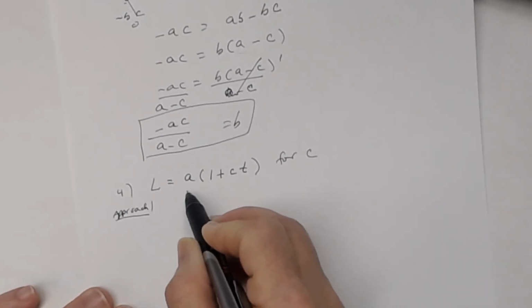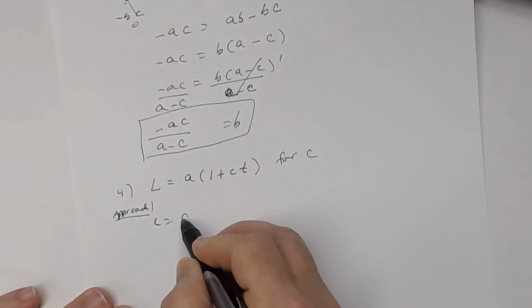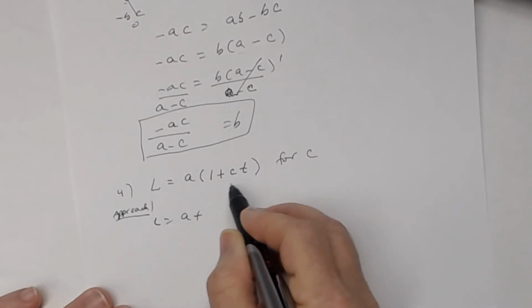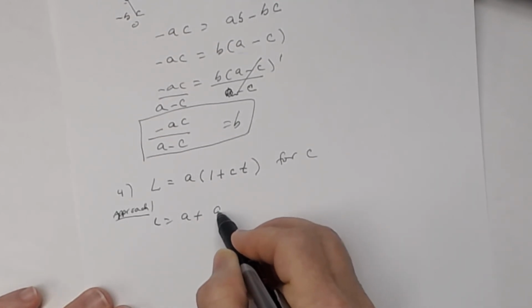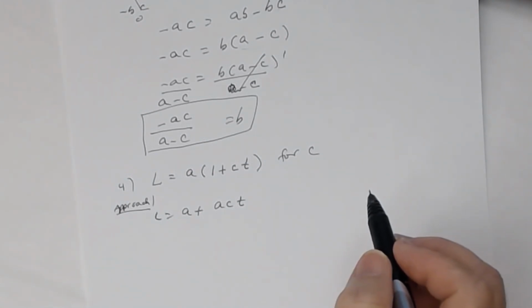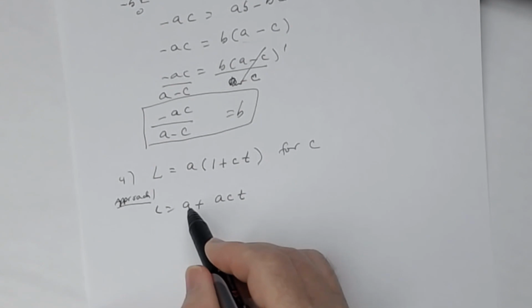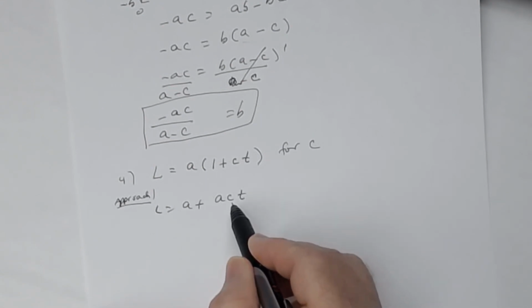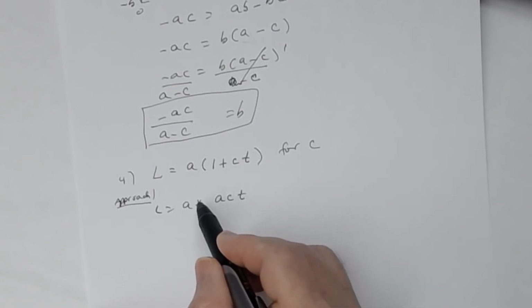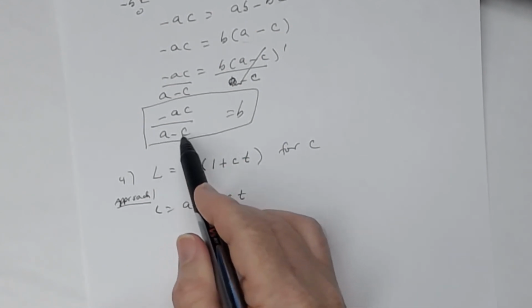All right, so distributing the a, we get L equals a times 1 is a, plus, and then a times CT is ACT. Okay? So that's where I'm at. Now notice I have 3 terms, 1, 2, 3. Remember, terms are separated by addition or subtraction. So that's why I said that these were two terms here.